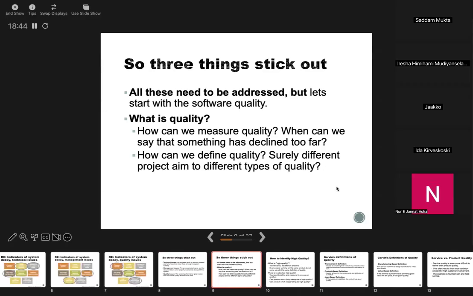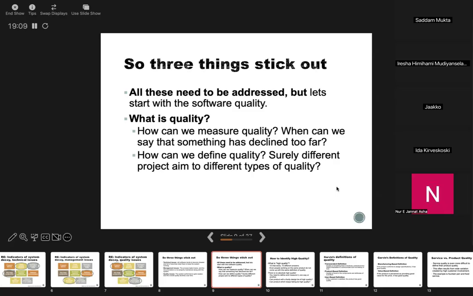So we are coming into this. All of this needs to be addressed, but let's start with software quality. How can we actually measure quality? When can we say that something has declined too far? Quality is definitely one thing you can measure with numbers, to be honest.